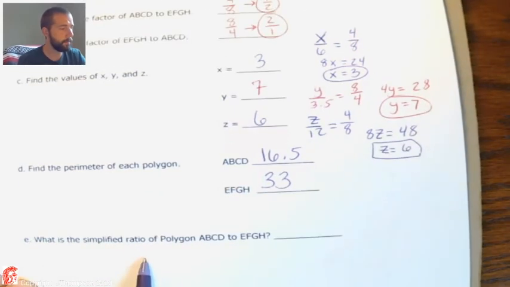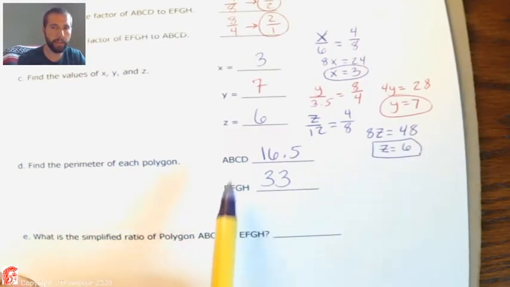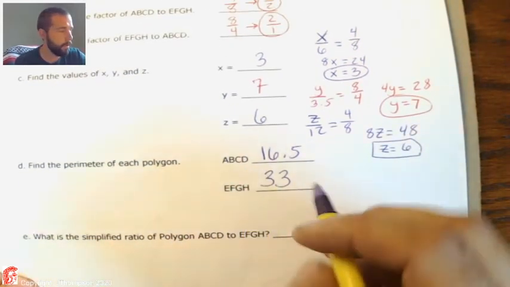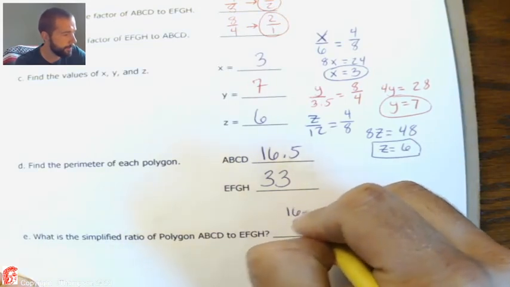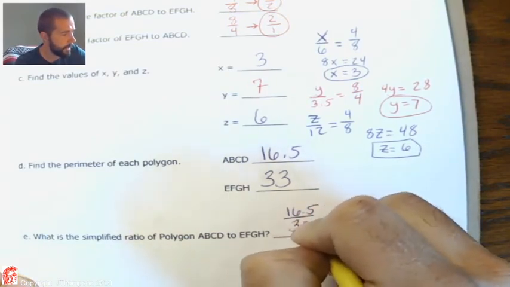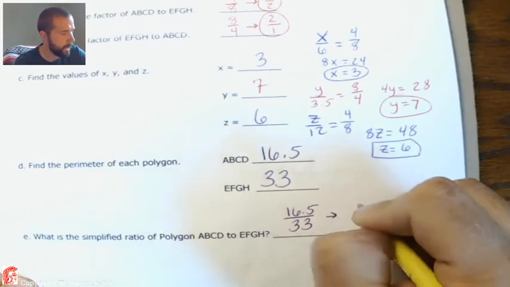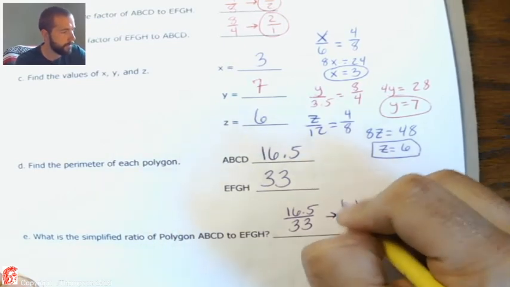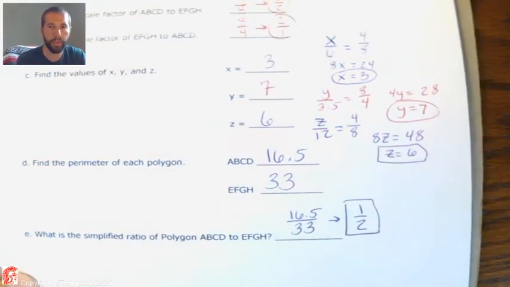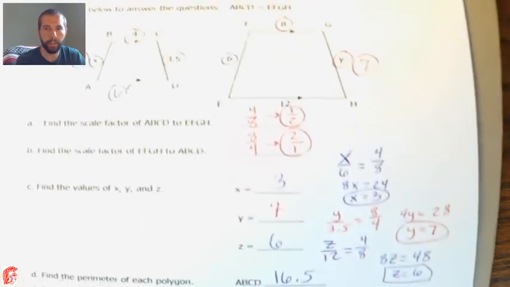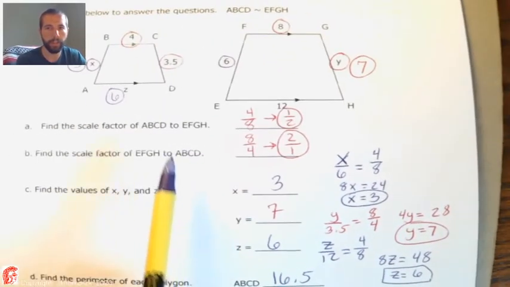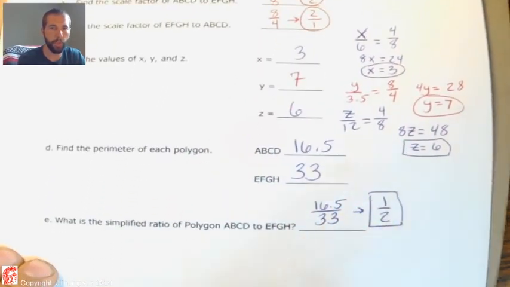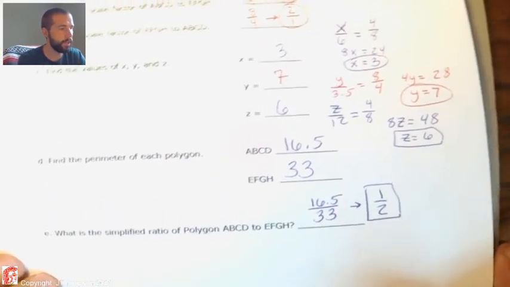And now they want the simplified ratio comparing the two polygons. So now we're going to do 16.5 over 33. If you divide that in your calculator, you get 0.5, which is the same as 1/2. So 16.5 over 33 reduces to 1 over 2. Now notice from the beginning, the ratio of the sides was 1 to 2. The ratio of the perimeters should also be 1 to 2. So if you don't get the same ratio, then you might have made a mistake.